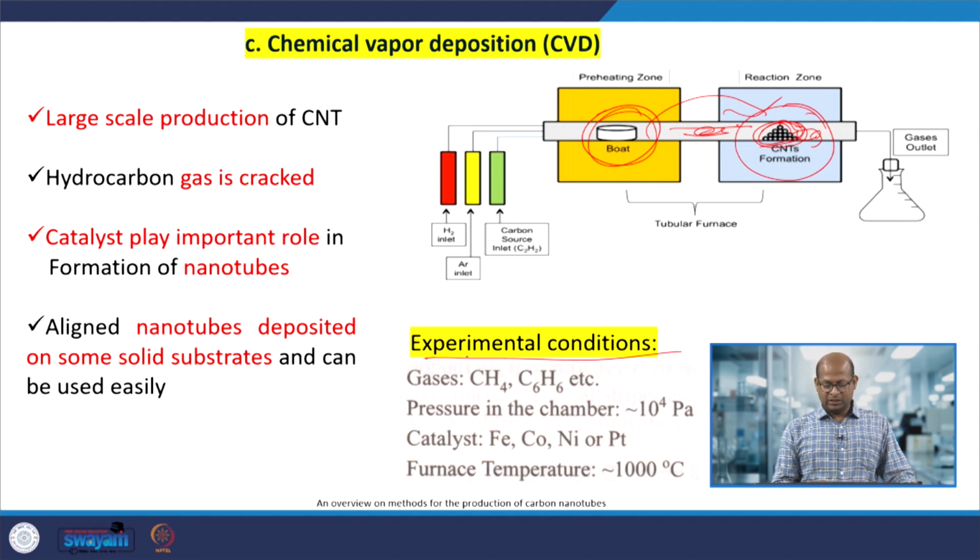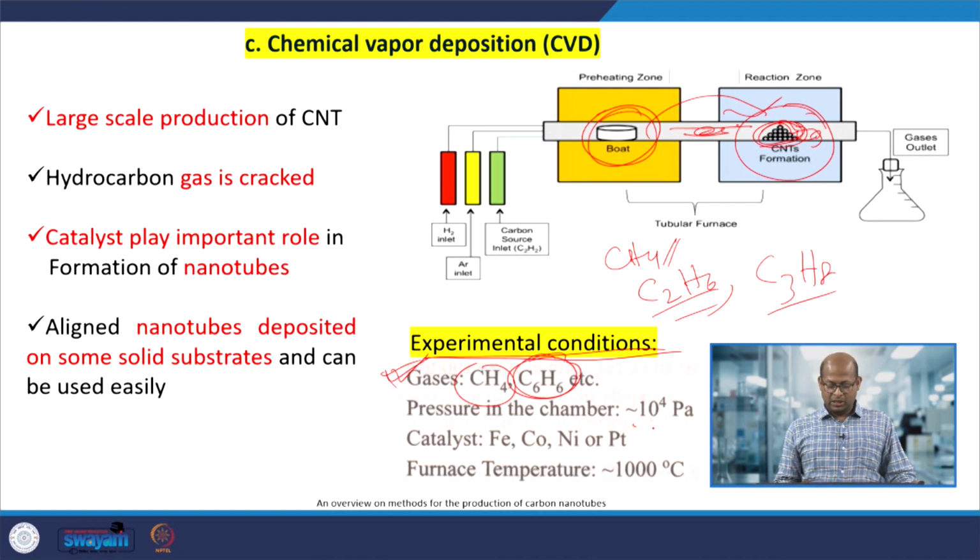So, in the experimental conditions, I said methane is the most common hydrocarbon used for single wall carbon nanotubes. Apart from that, cyclohexane and benzene, and other hydrocarbons, we can use; ethane, C2H6, also. Mostly CH4 is used for single wall carbon nanotubes, while for multi wall carbon nanotubes ethane and propane can also be used as a source of carbon. And pressure we have to apply, and for the catalyst, I said iron, cobalt, nickel, or platinum based metal oxide catalysts can be used for the deposition of the CNT.